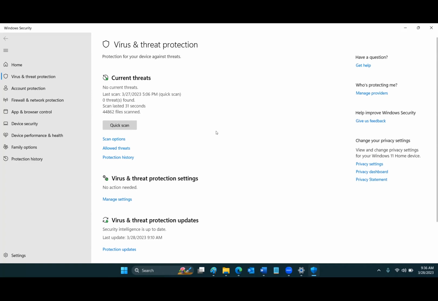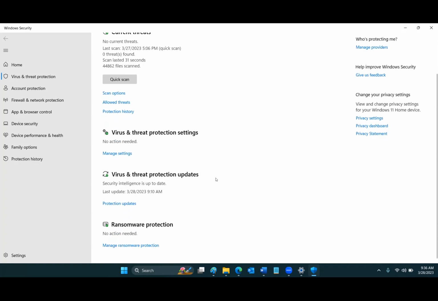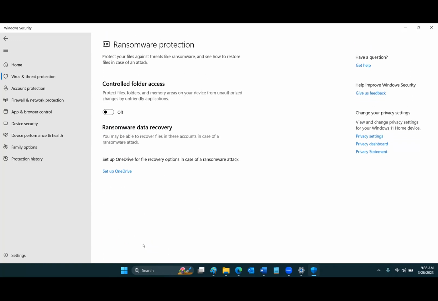Always scroll down. What is this? Oh, yeah, we have that. What's interesting here is, you have that in Windows 10? Yeah. Ransomware protection? Yeah, we have that.